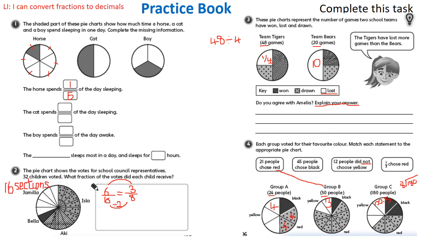Let's just double check C, just to make sure. Well, each section in C is worth 22.5. And there are 3 sections, so I know that's going to be more than 21. I don't even need to work it out. Now I've shown you with red, can you work out the other 3 statements?